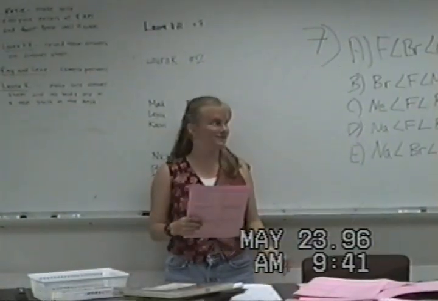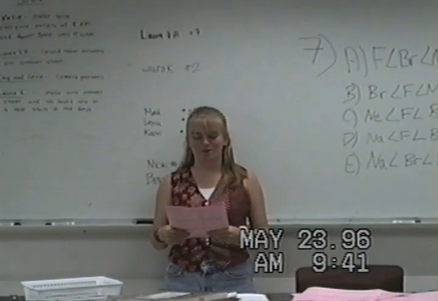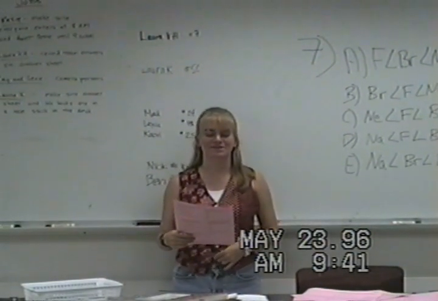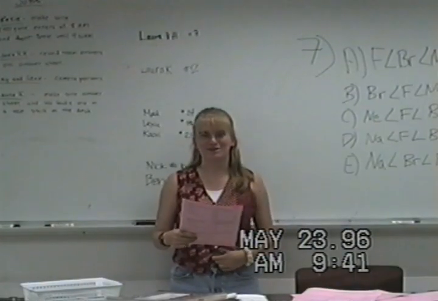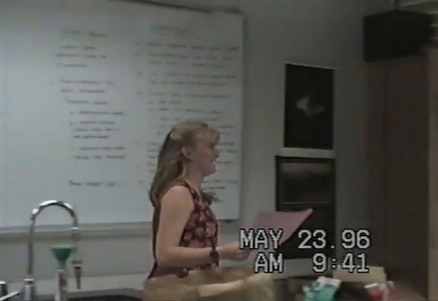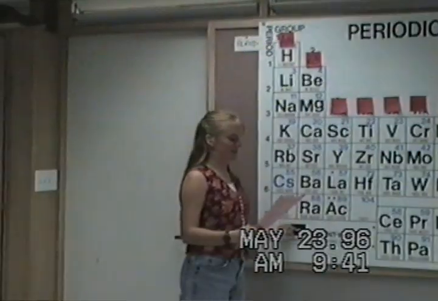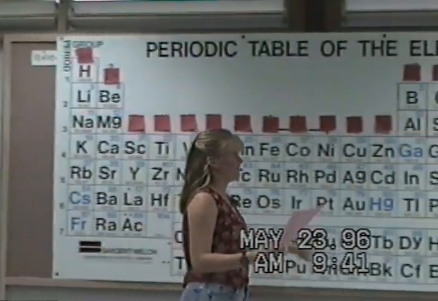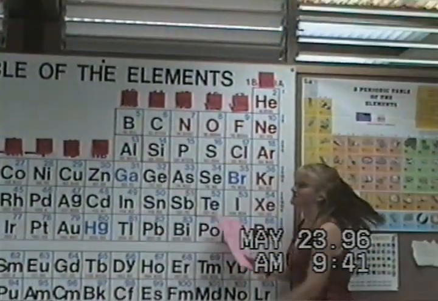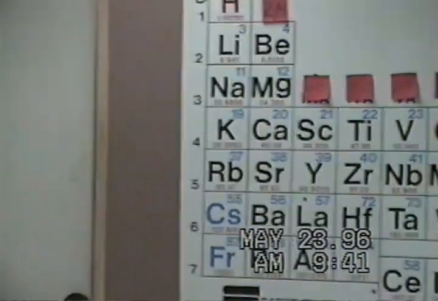Okay, I'm doing number 7, and it's which set of elements is correctly arranged in order left to right of increasing first ionization energy? Okay, what was the element table? Oh yeah. Okay, A says that it starts with F first, and that's not true because the ionization energy increases as you go along, and then decreases as you go down.